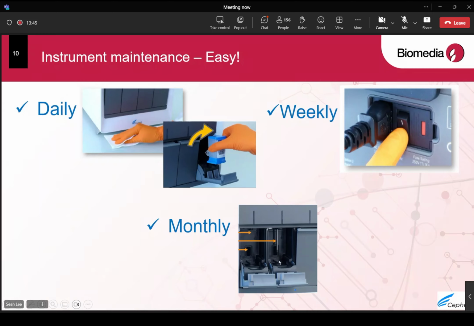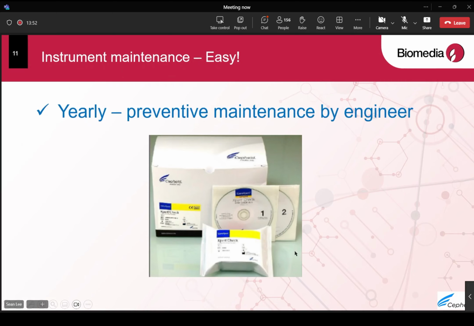Yearly maintenance, our engineer will come and do some check on the performance of the module to see whether they are up to performance. Okay. Okay, polymerase chain reactions.